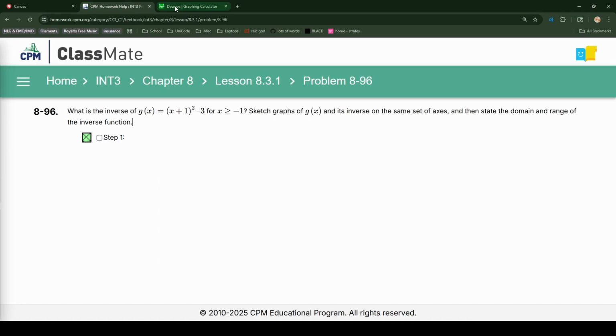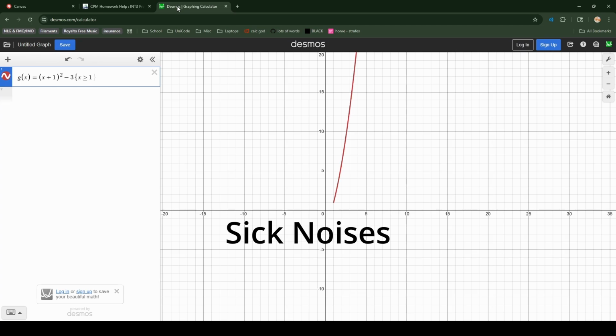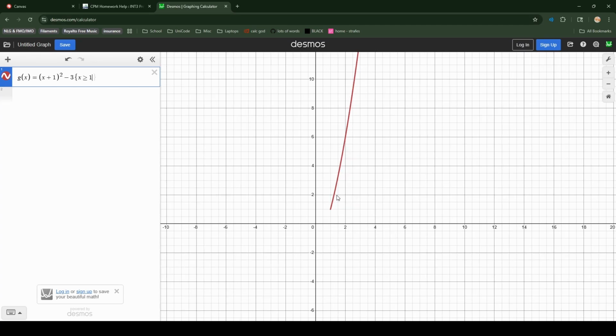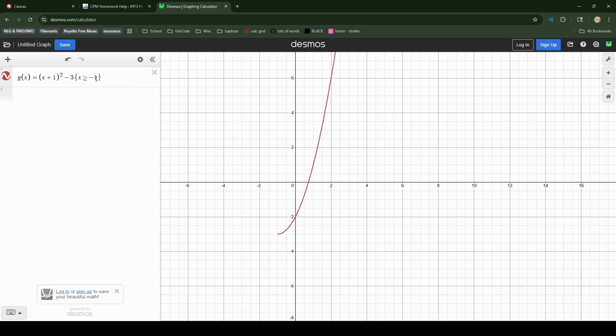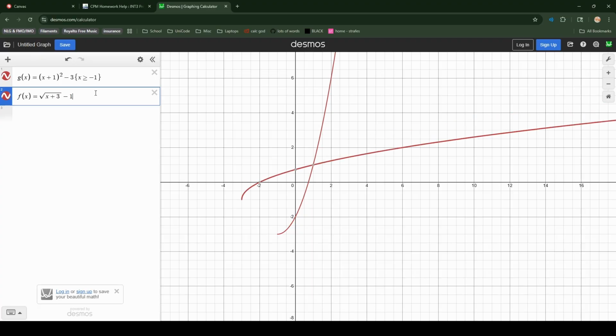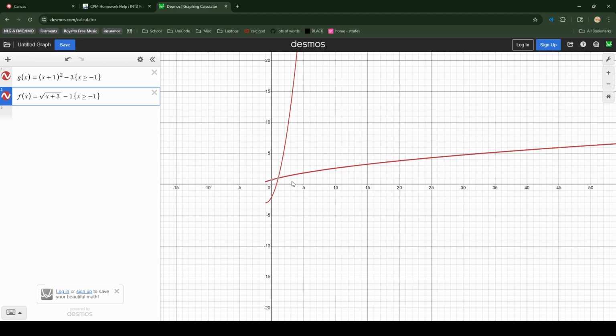What was it again? It was x plus 1 squared minus 3. And now we have our g prime, which I'll use f for. It was the square root of x plus 3 minus 1 for x greater than or equal to -1. And see, it's quite similar. See how that works?